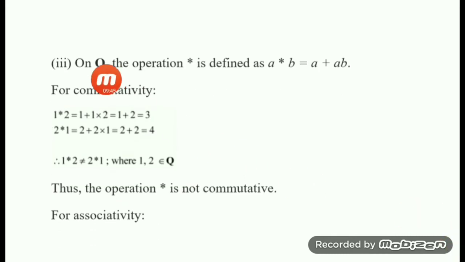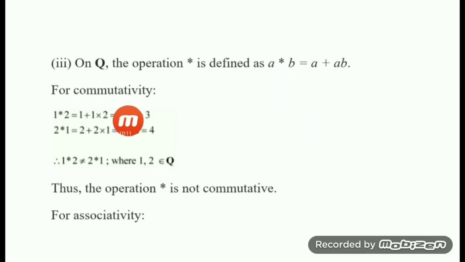Now we'll go for the third question. On Q, star is defined by a star b is equal to a plus ab: the first number plus the product of the first and the second. Obviously, the first number is added and the product is added, but if these numbers are the same, will you get equal values? Obviously not. First we think, as I told you, always think first, then do the calculation. So we give an example.